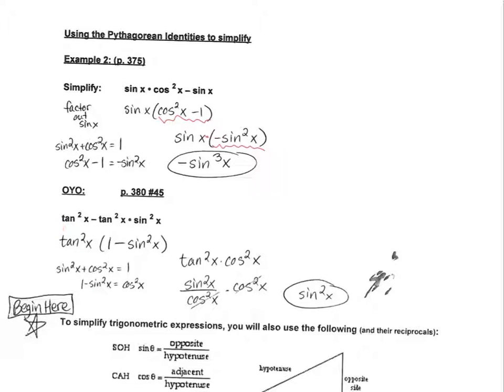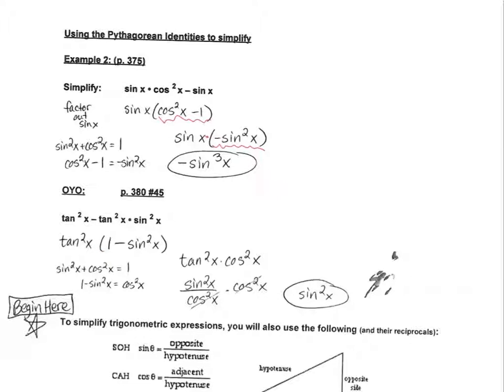This first term is itself, and then the second term is glued to a sine squared x. So if I pull out a tangent squared x, I would have 1 minus sine squared x. Remember our discussion that whatever's in the parentheses should have the same number of terms as what I started with. This is 2 terms here, so 2 terms in the parentheses.